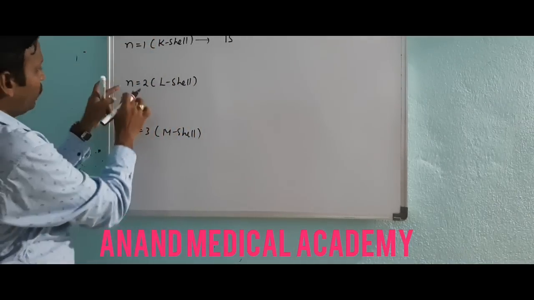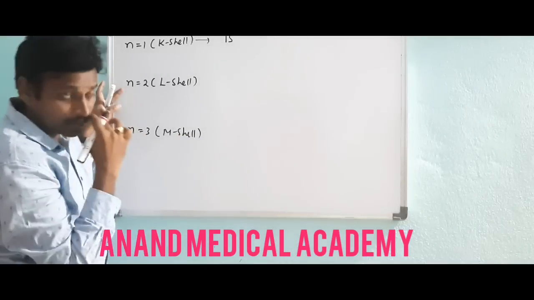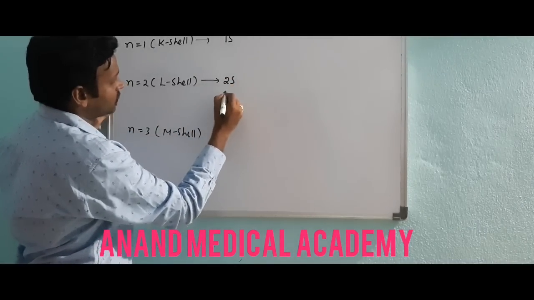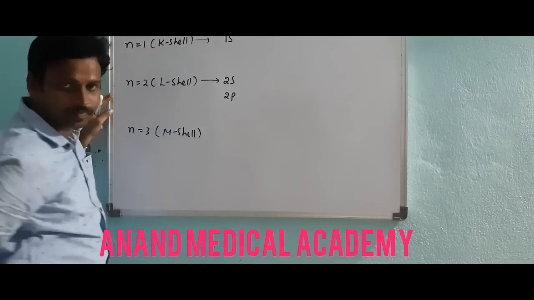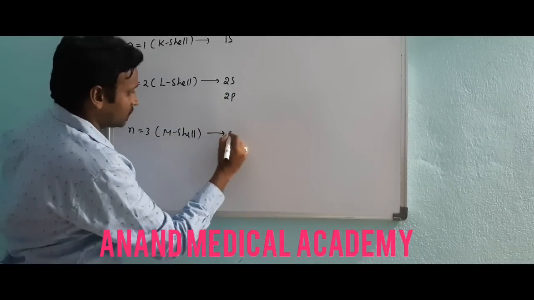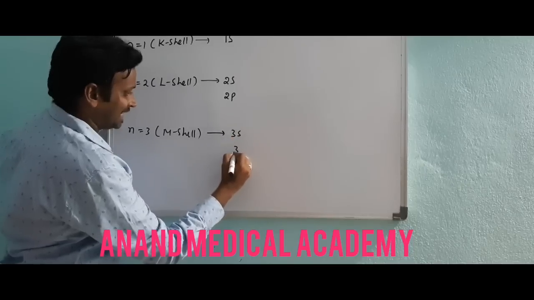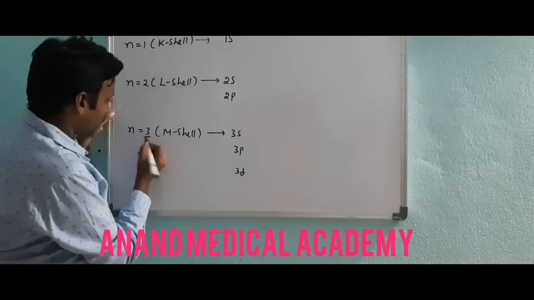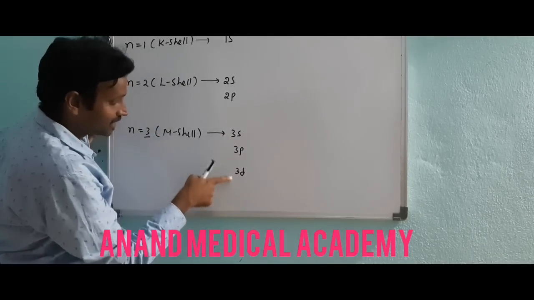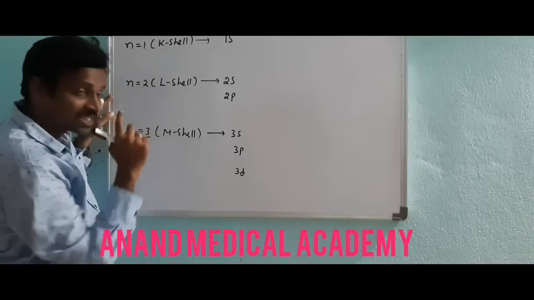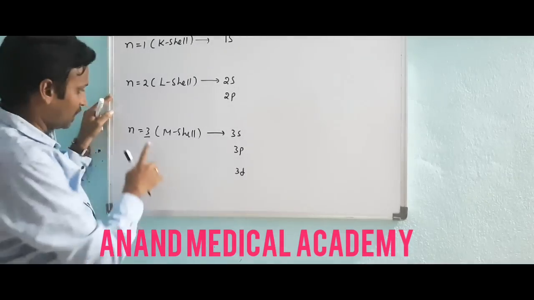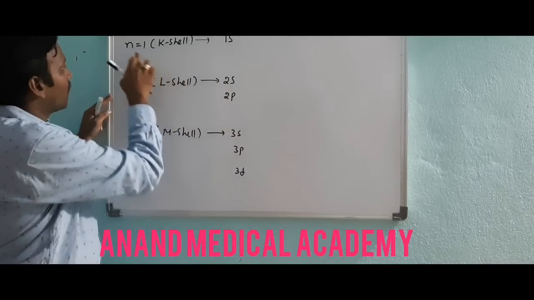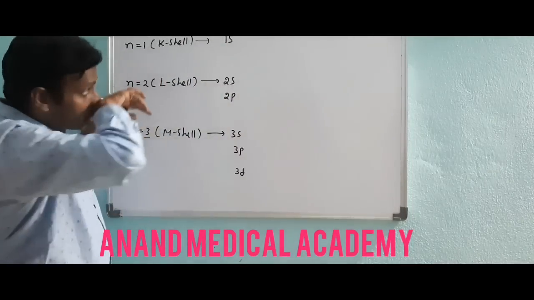Every new shell has a new subshell. So this is 1s. Here you write 2s and 2p. The third shell consists of 3s, 3p and 3d. The 3 indicates the n value, and the number of subshells present is also 3. When n is 2, 2 subshells are present. When n is 1, 1 subshell is present, that is 1s.